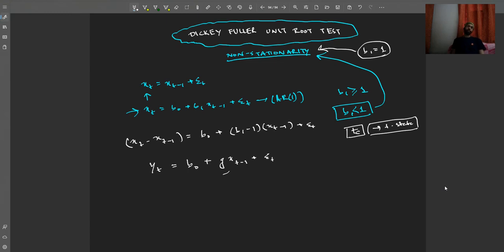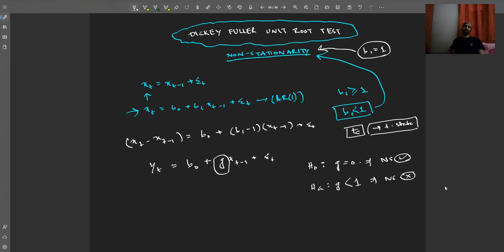Now we test for this g. The null hypothesis says that g is equal to 0. That is, b1 is equal to 1, which implies non-stationarity is there. And the alternative hypothesis naturally is g is less than 0, which means non-stationarity is not there. That is, the model is valid.